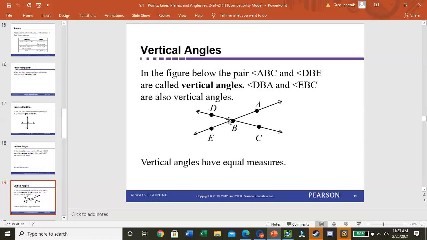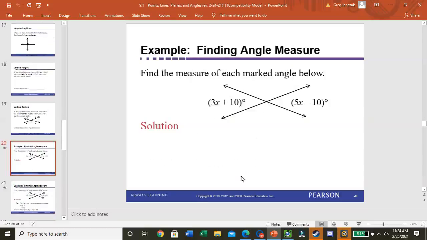Angle DBA and EBC are also vertical angles. So the opposite angles are vertical angles, and they're of equal measure. Vertical angles have equal measures. You want to write that in there. Anytime there's something to write in, it's something that's important to remember.